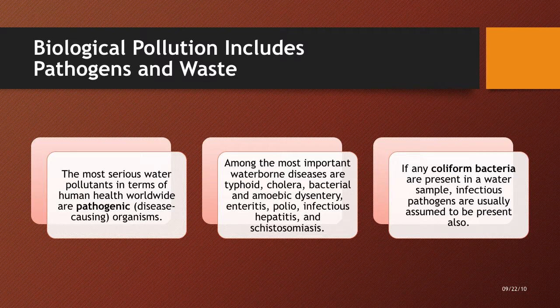Detecting specific pathogens in water is difficult, time-consuming, and costly, so water quality is usually described in terms of concentrations of coliform bacteria, any of the many types that commonly live in the colon or intestines of humans and animals. The most common of these is Escherichia coli, or E. coli. Other bacteria such as Shigella, Salmonella, or Yersinia can also cause serious, even fatal illnesses. If any coliform bacteria are present in a water sample, infectious pathogens are assumed to be present as well, and the Environmental Protection Agency considers the water unsafe for drinking.